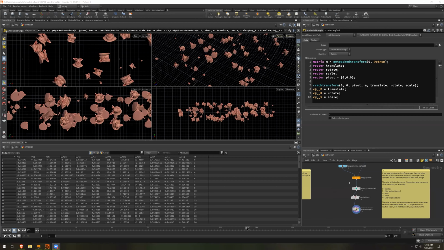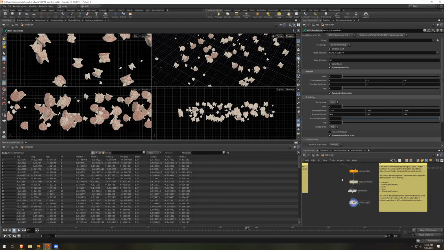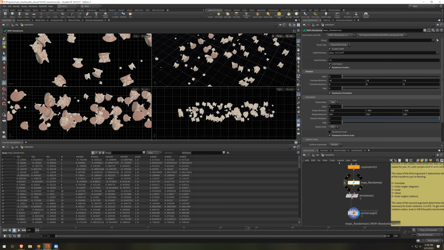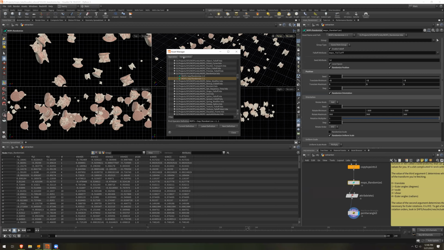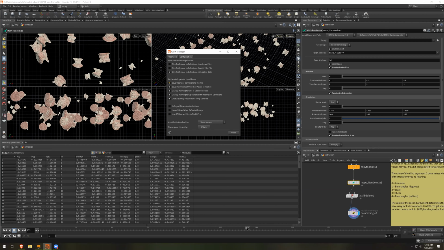And if you were, for example, to look at, I'm not still sharing my screen. Let me open this up real quick. For example, MOPs randomize here. Something that you should all know about in general in Houdini, I leave this open all the time, is if you go to your assets tab and go to the asset manager, if you go over here to the configuration tab, there's something here called the asset definition toolbar.